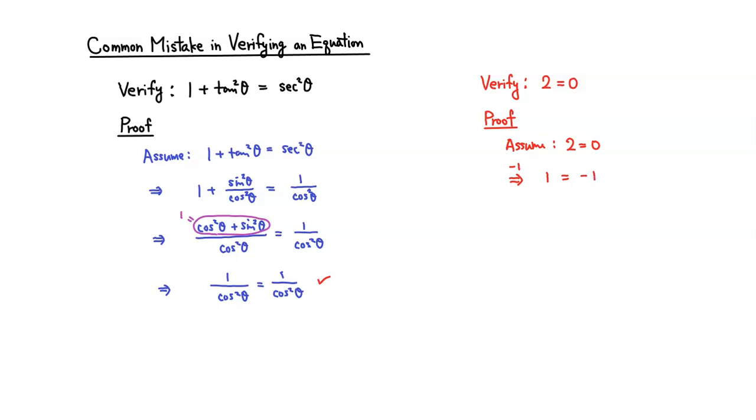If 1 is equal to negative 1, then we can just square both sides. Then we get 1 squared is 1, and negative 1 squared is also 1. So we got a trivially true equality. So it's done proving 2 equals 0. You can see that we shouldn't be able to prove 2 equals 0, and what we did here is completely wrong. So do not do this. This does not prove anything. So how do we fix this?